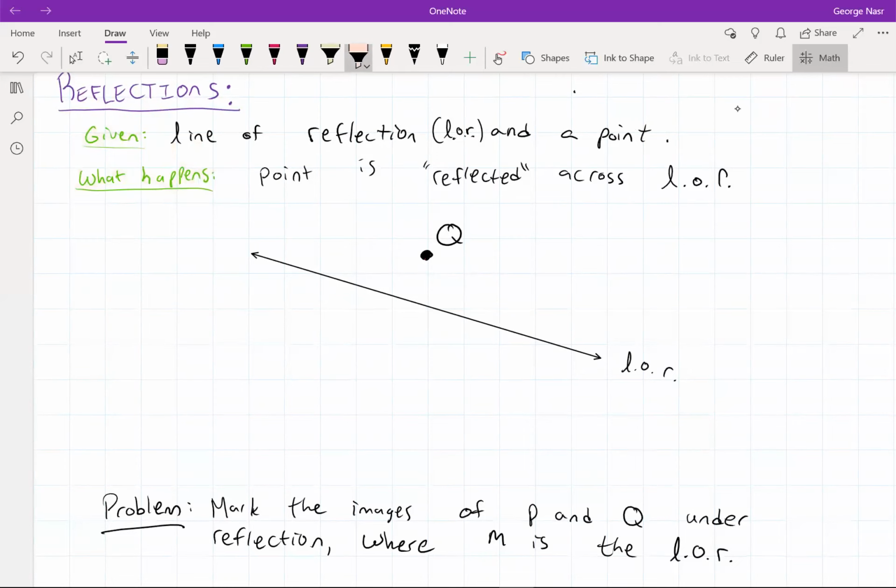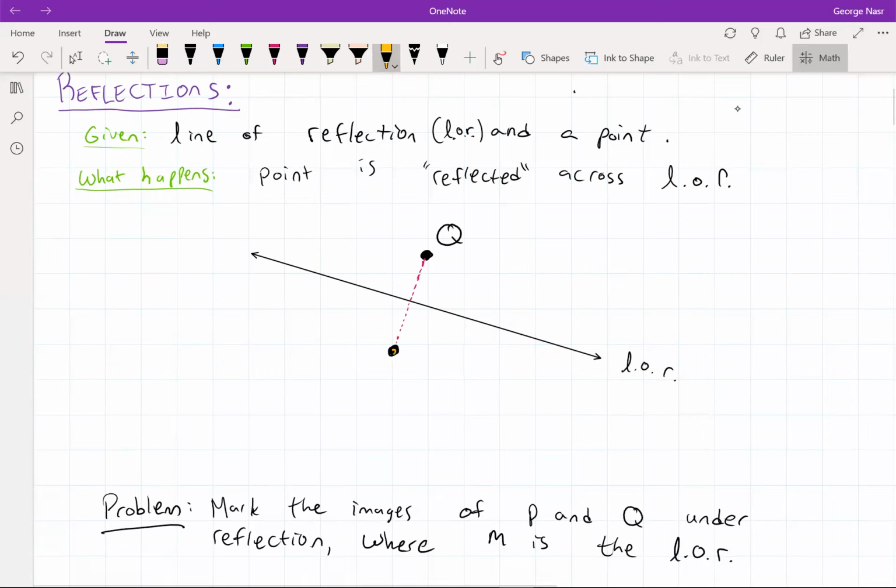Looking at my example down here, this is my line of reflection. I abbreviate it with LOR, and I'm given just some point. So here's my point Q. And what happens when I reflect? I give a very vague description: the point is reflected across the line of reflection. So intuitively speaking, without being too rigorous, the idea is that you have your point, you have your line, and imagine you were looking into a lake, and you see the mirror image.